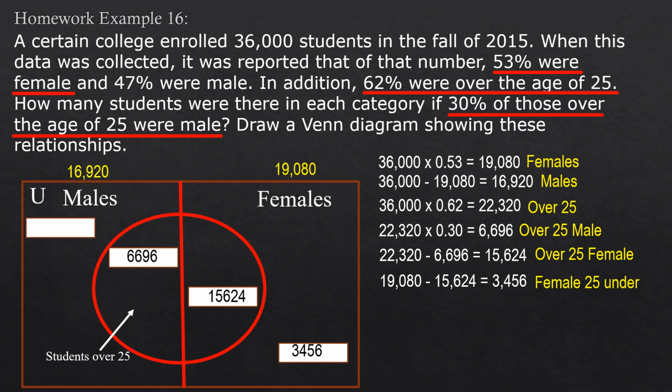And now if you want to pause the video and see if you can come up with what goes in this box. So hopefully you came up with that you took 16,920, which is the total number of males. You subtracted 6,696, and you got 10,224 males 25 and under. And that finishes out our problem.